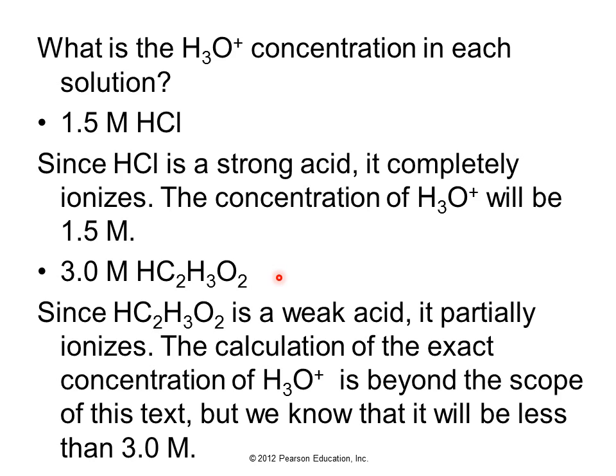Now you have 3.0 molar acetic acid, a weak acid. It doesn't break up entirely. So since it's a weak acid, we know it only partially ionizes. The calculation of the exact concentration is beyond the scope of this text, but we will know that the concentration of the hydronium ion will be less than 3 molar because some of it doesn't break up.